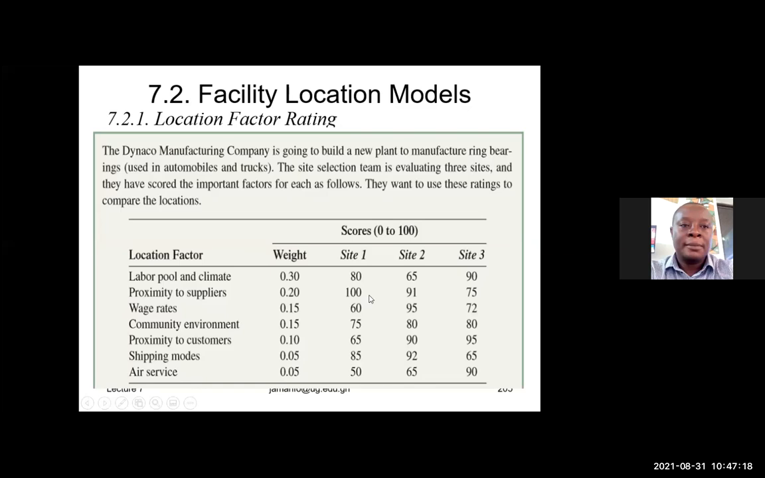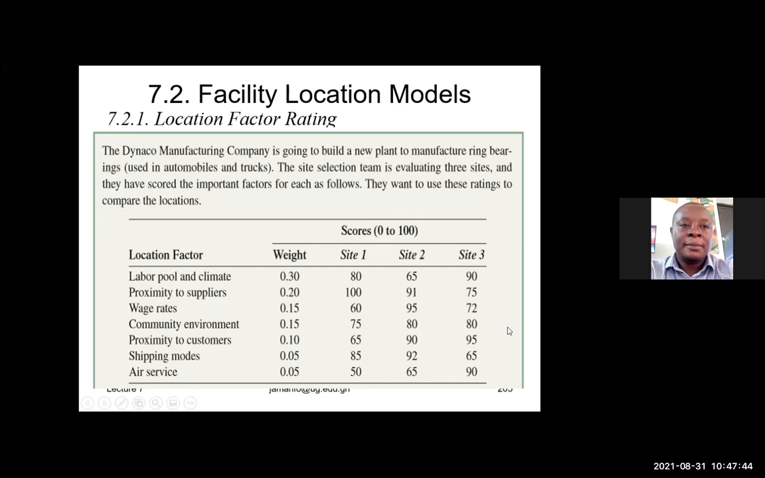So if out of the 20, we find out that only 15 of those suppliers are also close to the second site, then we consider, okay, we can't give this place 100%. Let's give them 91 or 90, and the same thing goes. So we score them. Site one, these are the scores for the various factors we have identified. Site two, these are the various scores, okay?